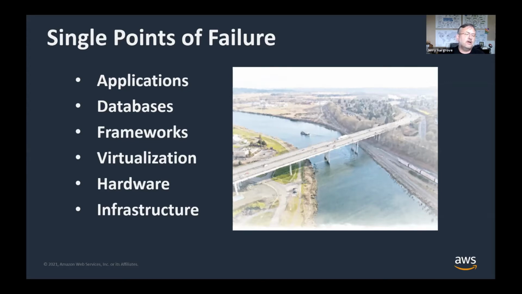But it can also apply to other parts of your system, whether it's frameworks, the virtualization layer, hardware that you're running it on, or the infrastructure that surrounds that hardware. So single points of failure are undesirable, and you'll see as I'm talking about high availability that a lot of high availability is really centered around removing some of those single points of failure in the system.